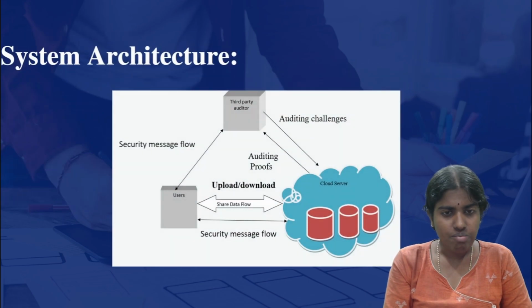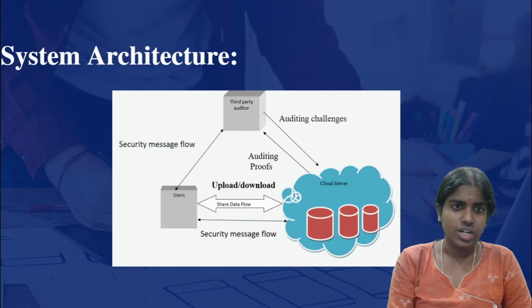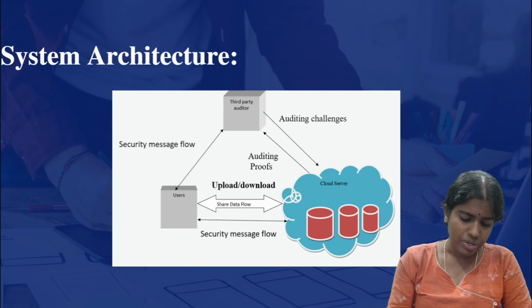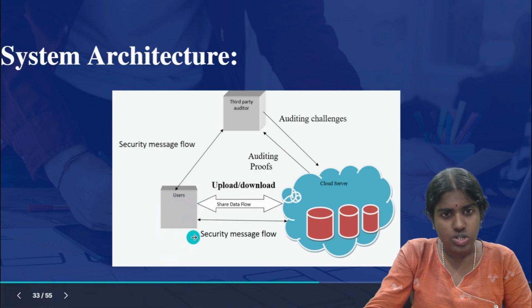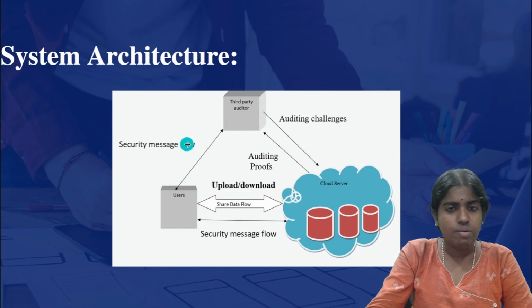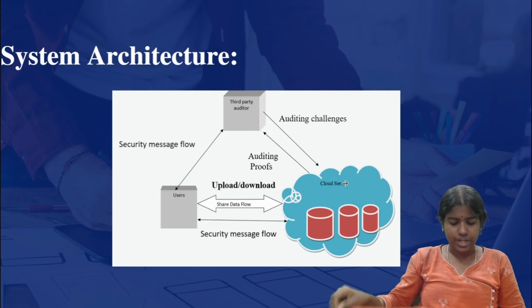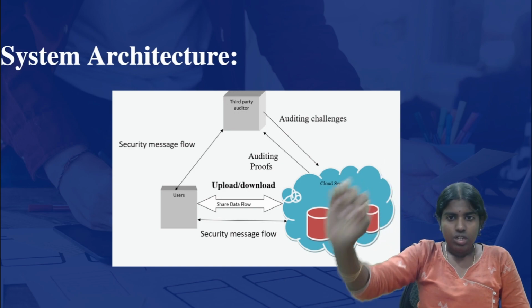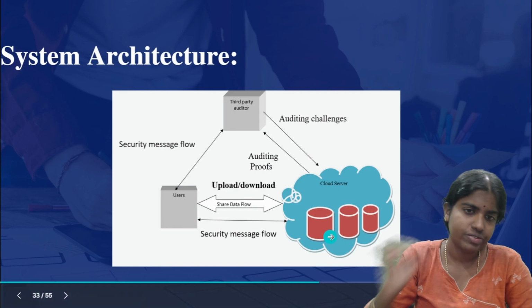When you look at the system architecture diagram, you can understand the different blocks that are present in it. There will be a users block, and the message flows like this. There will be a third party auditor on the security message flow. He is going to verify the correctness of data stored in the file without retrieving it to local storage. Then auditing challenges, and everything will be stored securely in the cloud server.